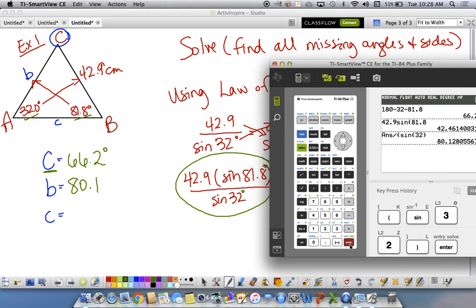80.1 what? Units matter, centimeters. Now, wait, does that make sense? Do you also remember in geometry? Smallest angle opposite shortest side. Largest angle opposite longest side.